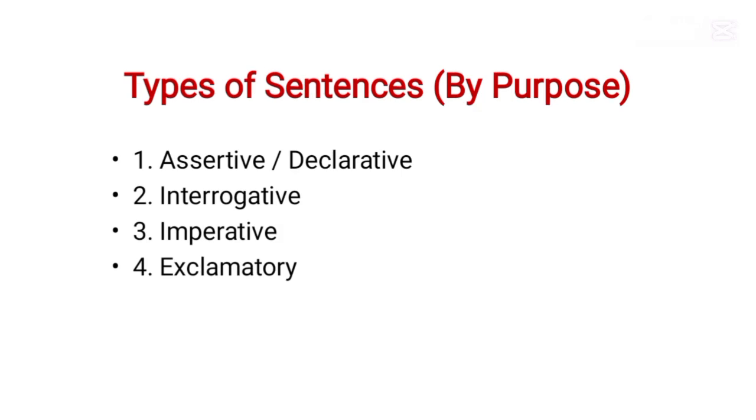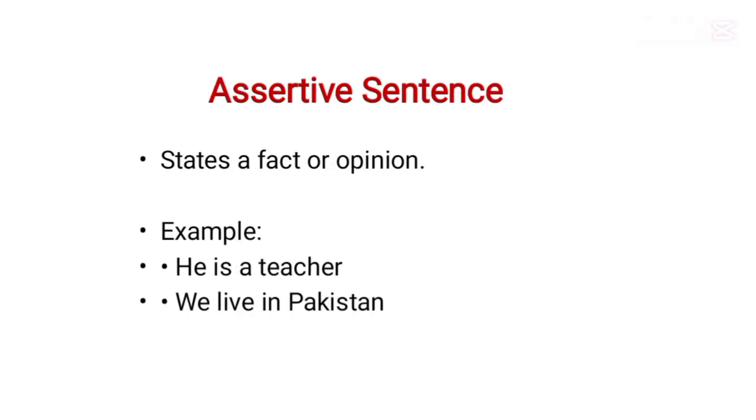Now we will discuss the types of sentences. Sentences are divided into four parts according to purpose. The first one is assertive or declarative sentences. The second one is interrogative sentences. The third one is imperative sentences. And the fourth one is exclamatory sentences. Now let's understand each one with clear definitions and examples. Assertive sentence. An assertive sentence states a fact or an opinion. For example, he is a teacher. We live in Pakistan. These sentences always end with full stop.